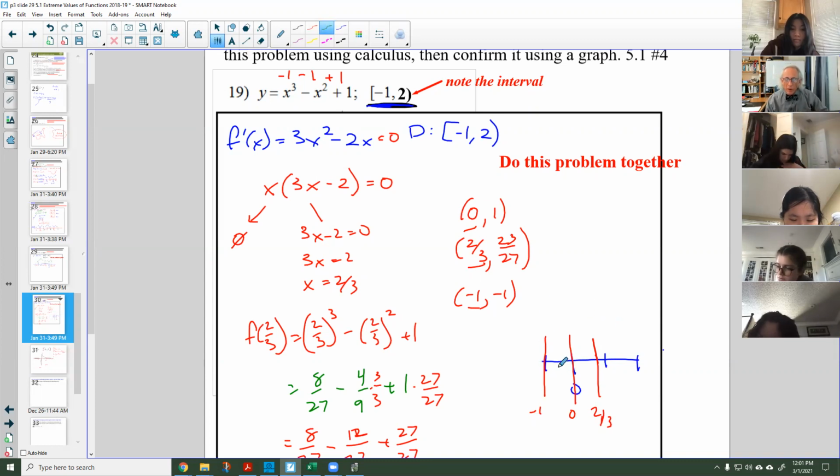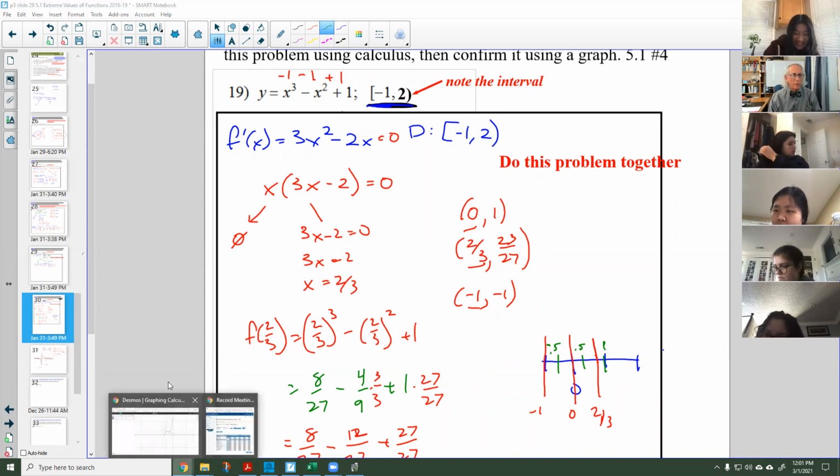So between 0 and -1, I'm going to use -0.5. Between 0 and 2/3, I think I'll use +0.5. And between 2/3 and 2, I'm going to use 1 as my value to test. Is everybody okay with that? Questions? No? I'm doing all right? Okay, well, negative 0.5, 0.5, and 1.